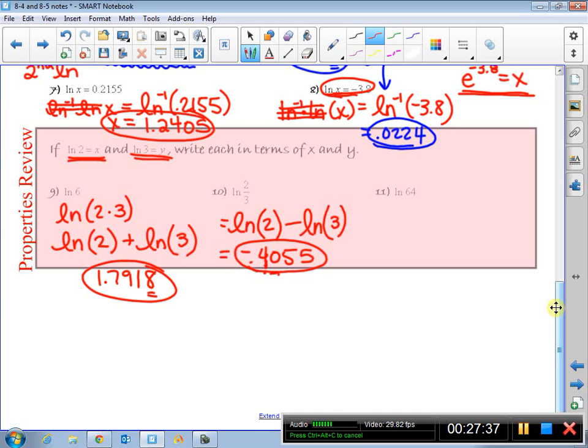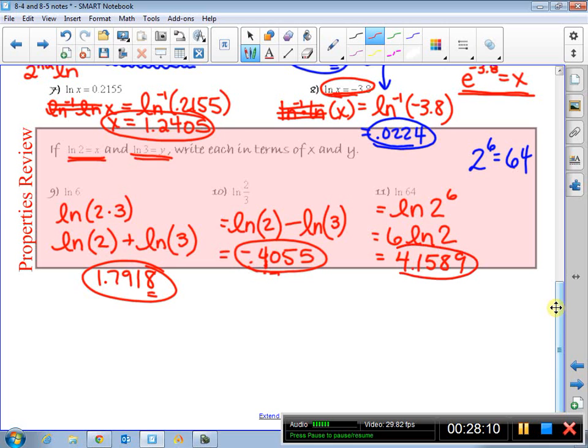ln of 64. Well, I know 2 to the 6th is 64, so I'm going to use that fun little fact. So this is really the same as the ln of 2 to the 6th. The 6 comes out front. Properties don't change. And let's do 6 times the ln of 2. And I just realized something. This is 4.1589. These answers are all lovely, except that I had directions, and I did not follow directions.